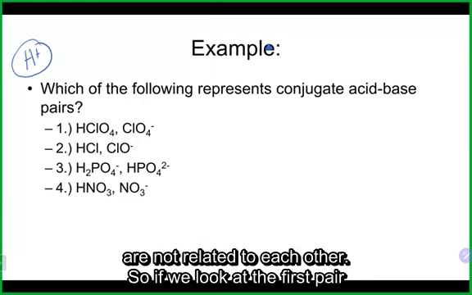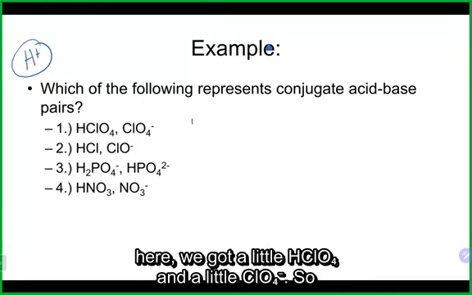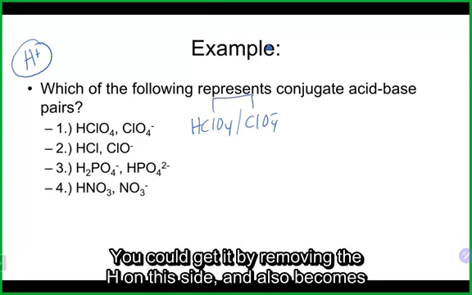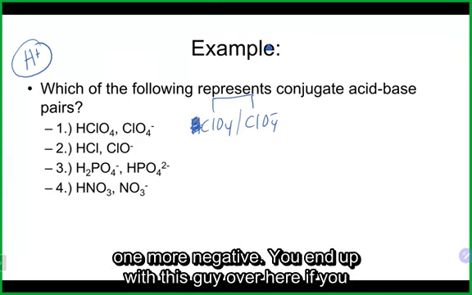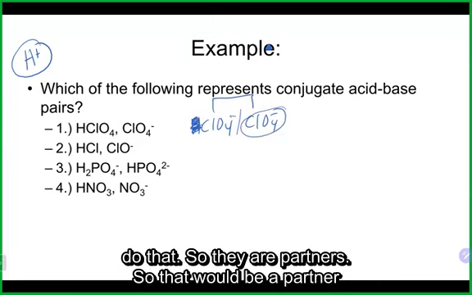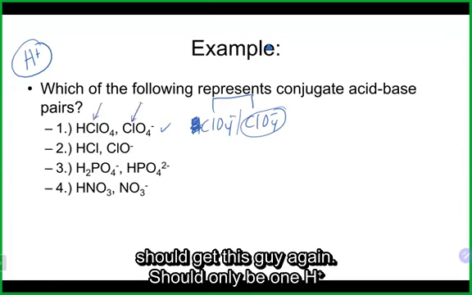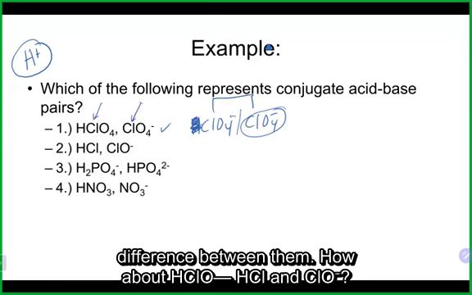So if we look at the first pair here, we got HClO4 and ClO4 minus. The difference between these two is 1 H plus. You could get it by removing the H on this side, and it also becomes one more negative. You end up with this guy over here if you do that. So they are partners. You could also put the H plus back on this guy, and you should get this guy. Again, there should only be one H plus difference between them.